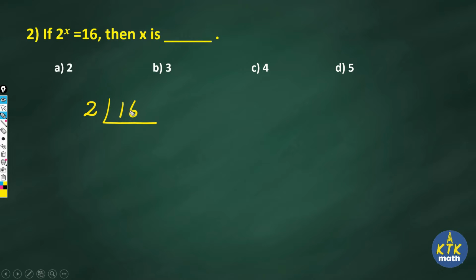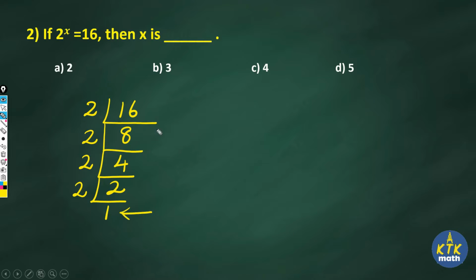So when I divide 16 by 2, the first step I get 8, and just continue the same: 2 4 times, again 2 2 times, again 2 1 time. You just continue this process till you reach 1. So just count how many 2's I have written. 4 2's, which means what? 2 power 4 gives 16.